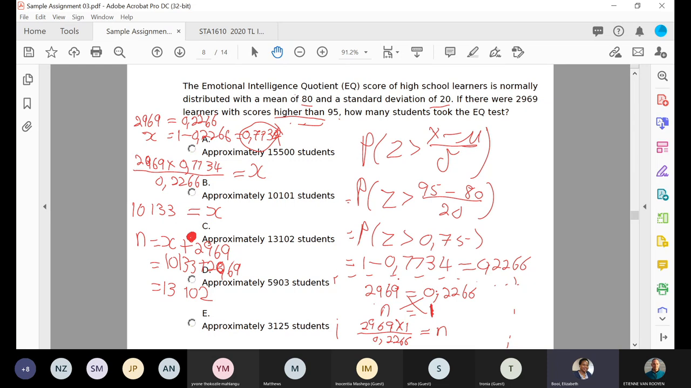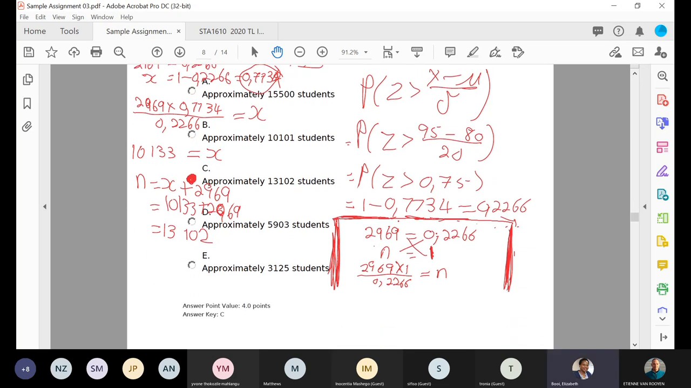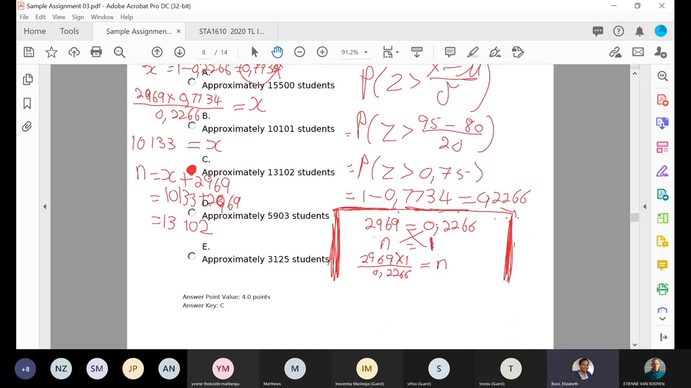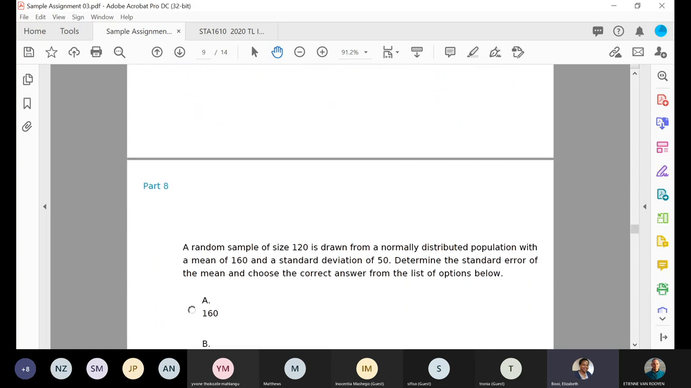So the first method is the shorter version. You can use this method for a shorter version, or you can go the long route. Use the one that you feel comfortable with. They both will give you the same answer. And our answer is number C.